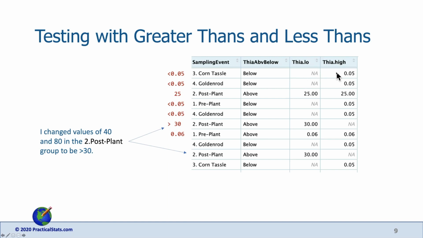None of the things that I do today, because I'm not using a normal distribution, none of the distributions that I use, I'm going to use a log normal, and I'm going to mention a gamma, and I'm going to mention a Weibull distribution. None of those go down below 0. And non-parametric methods just care about ordering, so they don't care. So there's no need for a 0 here unless you're doing a normal distribution. So the less than 0.05 is from NA to 0.05. The detected 25 is from 25 to 25, and the greater than 30s are 30 to NA at the upper end. So I've named them the low and the high columns for thiomethoxam.